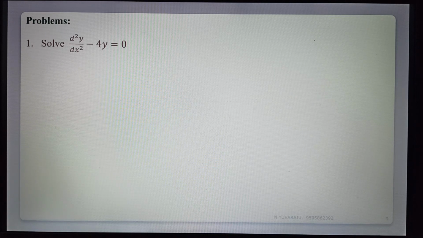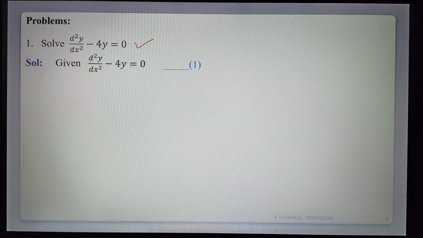See the example problems on homogeneous equations. First, solve d²y/dx² − 4y = 0. This is a second order ordinary linear differential equation with constant coefficients. First we write the operator form, where d by dx is denoted by capital D. It is second order, so D²y − 4y = 0, where D = d/dx.